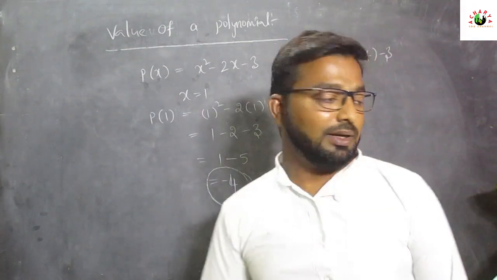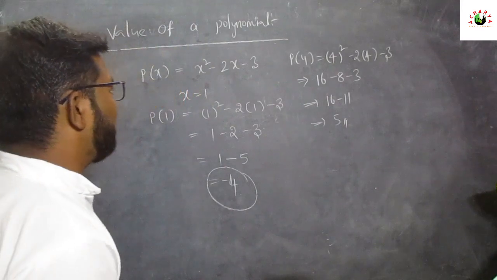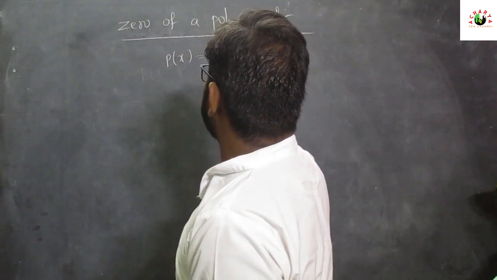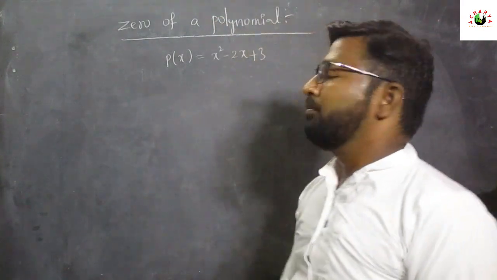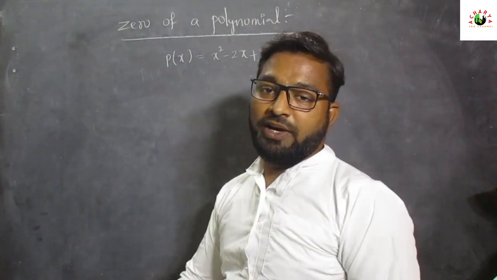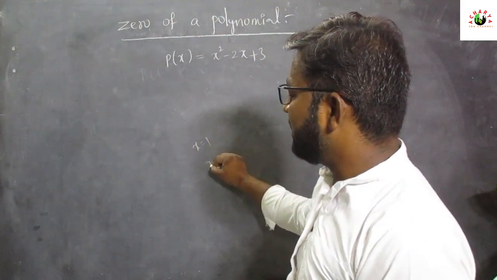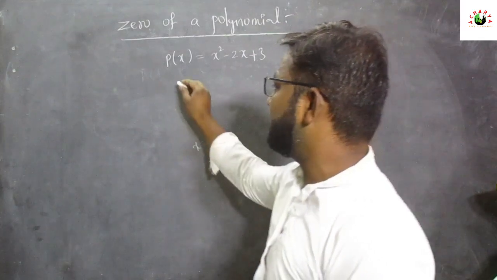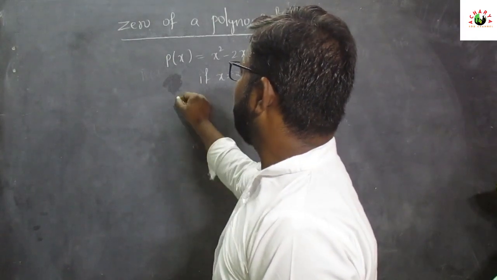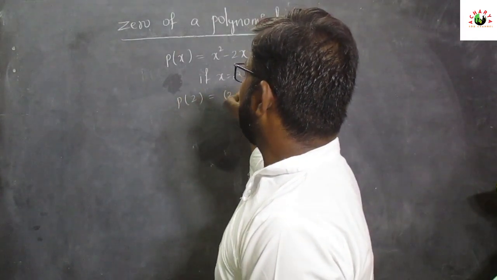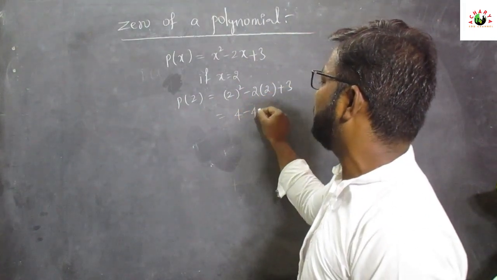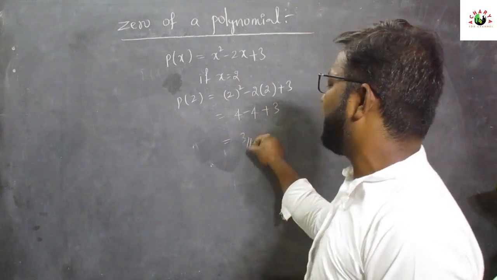The next topic is 0 of polynomial. Same example we are taking. P of x is equal to x square minus 2x plus 3. Just now we have substituted x equal to 1 and x equal to 4. Now we substitute x equal to 2. If x is equal to 2, then p of 2 is equal to 2 square minus 2 of 2 plus 3. So that is equal to 4 minus 4 plus 3. So finally we got the value 3 here.